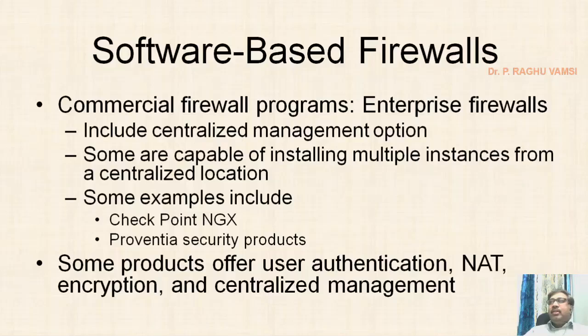That means you need not set the options on every computer. Instead, you can make a centralized system, divert the traffic there, and redirect it from there to the internal computers. Some are capable of installing multiple instances from a centralized location. That means any updates, patches, etc., can be done centrally from this setting. Some examples include Checkpoint NGX, a very popular enterprise firewall, and some products offer authentication, network address translation, encryption, and centralized management.